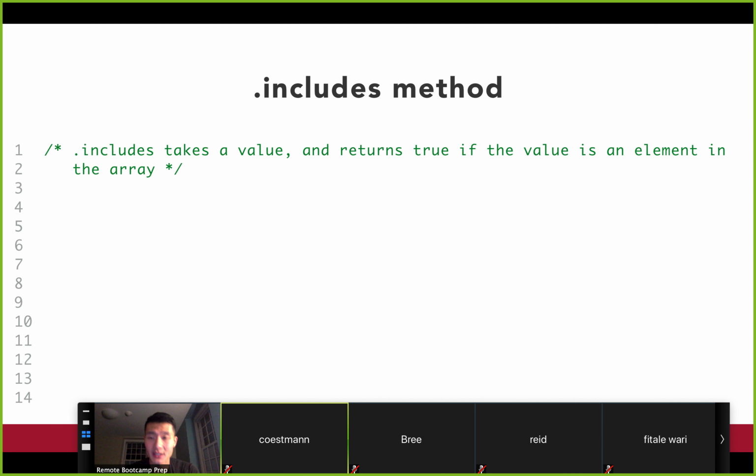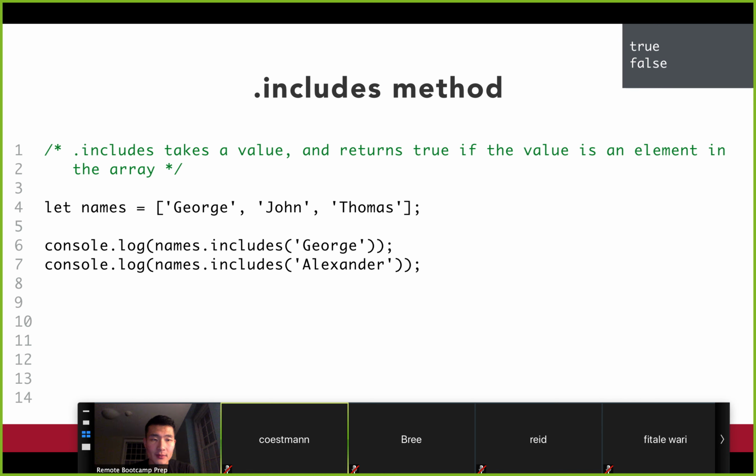Yep. Sorry. There's a few more here. Dot includes works just like the dot index of function, except it's a little bit more coarse in the sense that dot index of tells you if we find a match where it is, right? What position it's in. Dot includes doesn't go that far. It will give you back either true or false. Yes, there's a match, or no, there's no match. So not groundbreaking, right? It just gives you back a Boolean value.